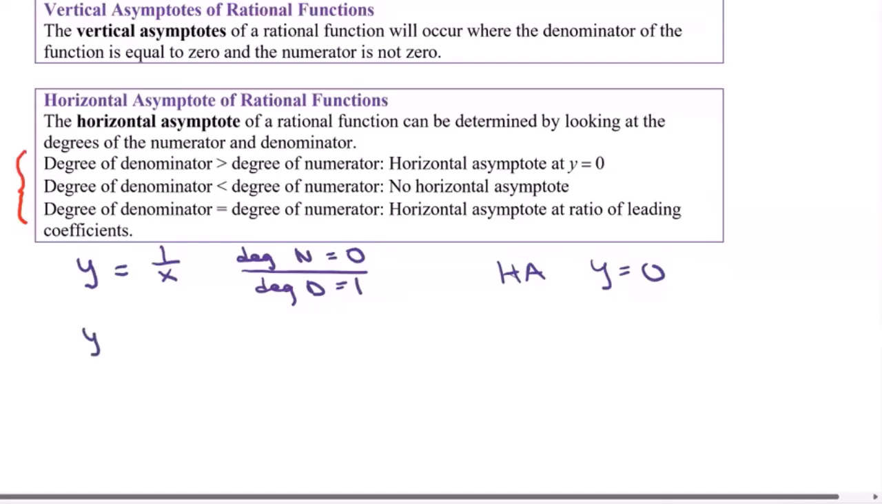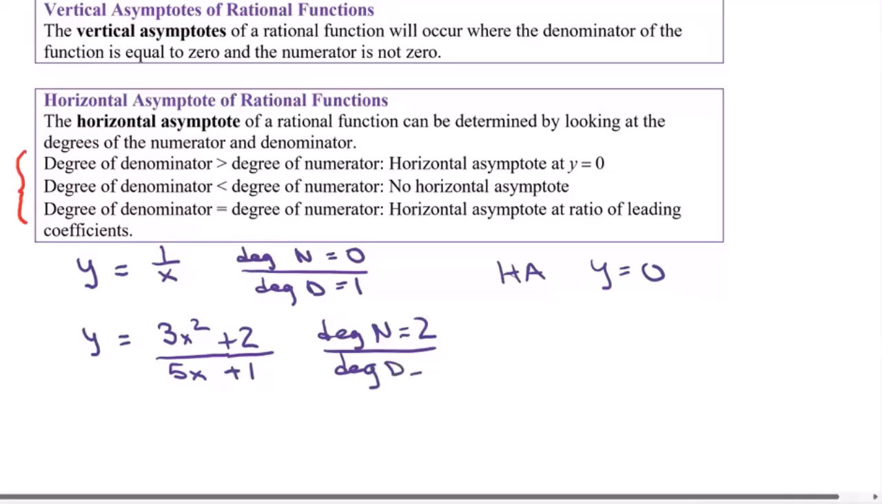If the degree of the denominator is less than the degree of the numerator, let's say we have 3x squared over 5x. Well, here, the degree of the numerator is equal to 2 and the degree of the denominator is equal to 1. So we know the degree of the numerator is greater than the degree of the denominator. We have no horizontal asymptotes.